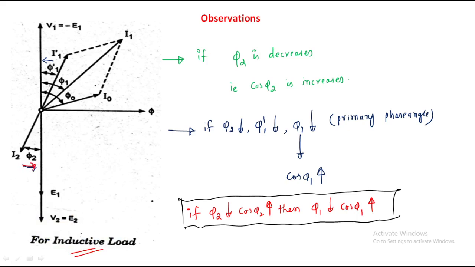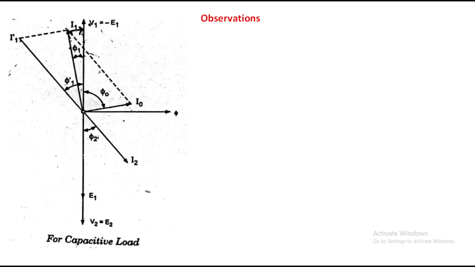Simple. You just have to analyze from this phasor diagram. If phi 2 decreases, what will happen? This phi 1 dash should decrease. If phi 1 dash decreases, the resultant between I1 dash and I1 should decrease. Phi 1 decreases. If phi 1 decreases, obviously cos phi 1 increases. That is, the primary power factor increases. Clear?